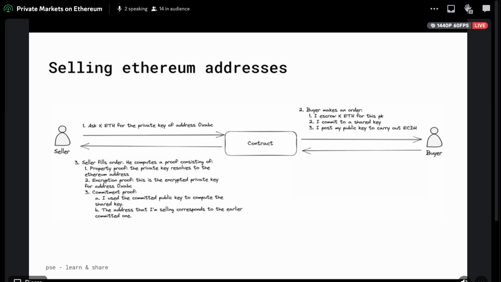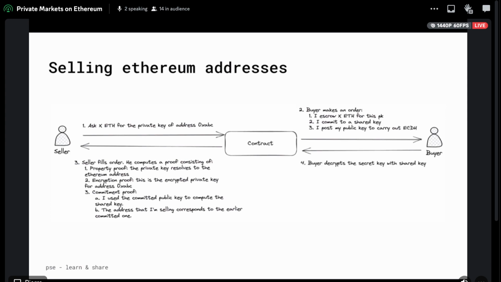The seller comes and fills the order. He will compute a proof consisting of a property proof, so the assertion proof that we were talking about, which consists of proving that the private key resolves to some Ethereum address, the encryption proof, and finally the commitment proof. The encryption proof proves that he encrypted the private key with the shared key, and the commitment proof proves that the shared key resolves to the address that he was talking about earlier.